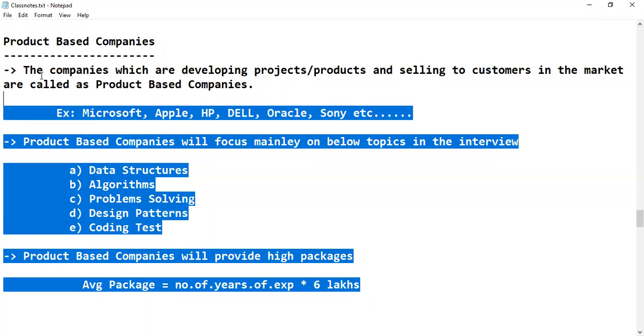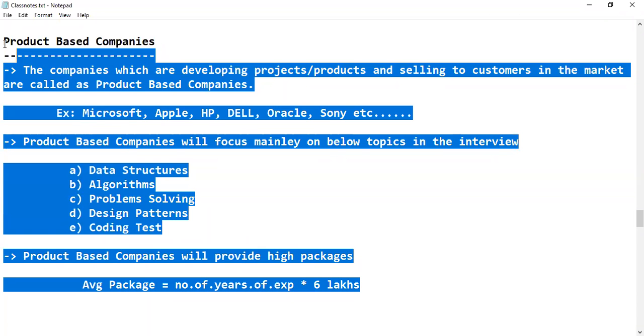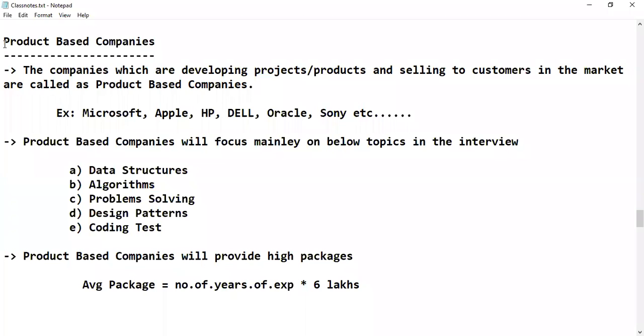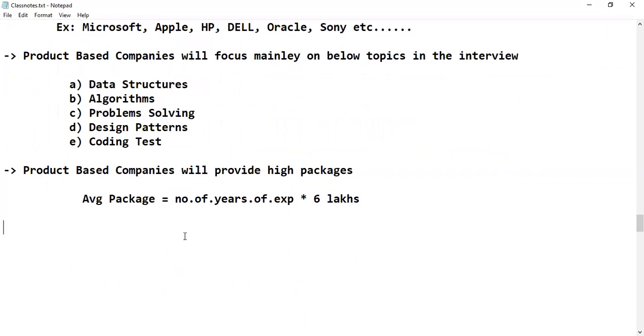Are you guys clear with this one? What is a product-based company? Are you guys clear with this? What is a product-based company? Please confirm in the chat. Clear na?